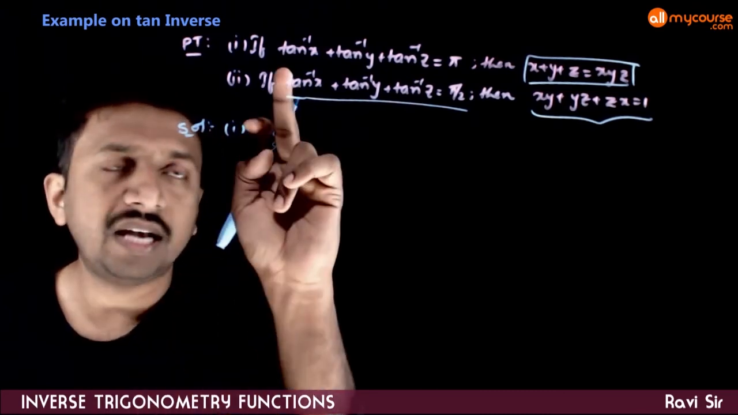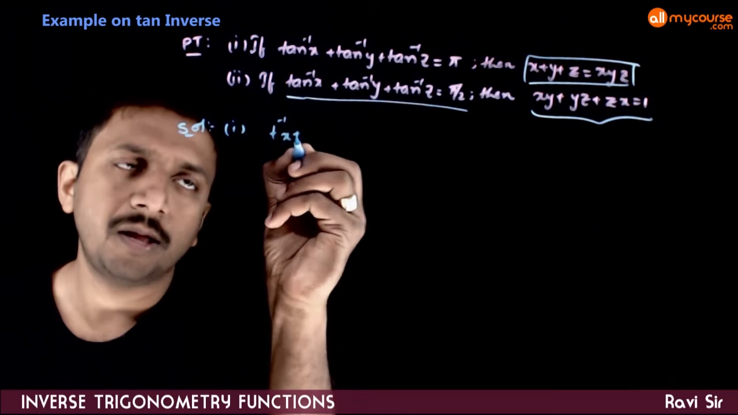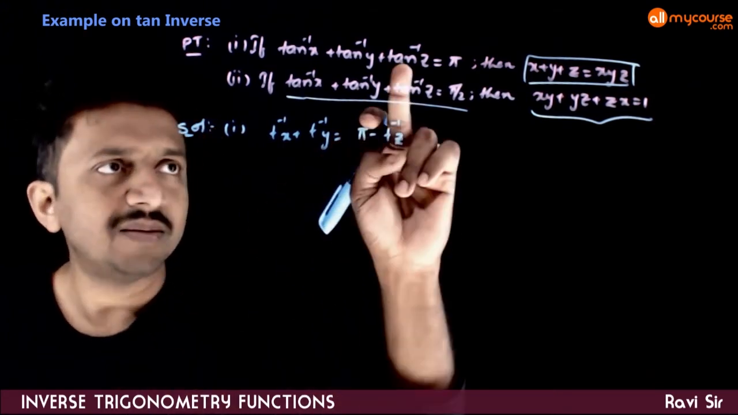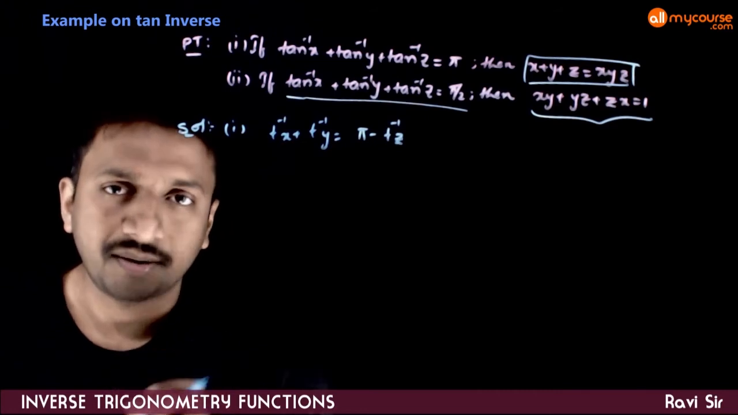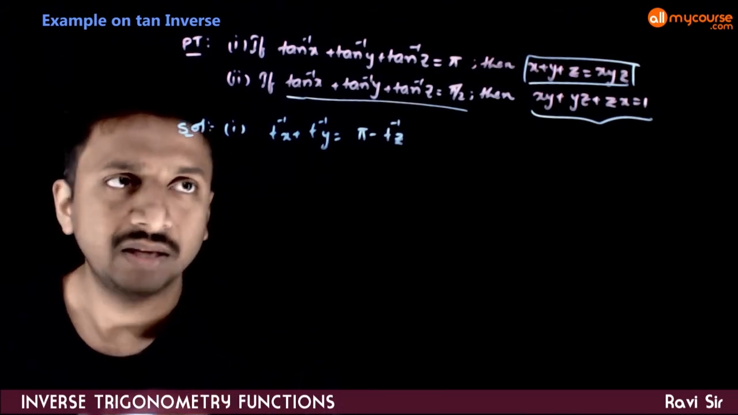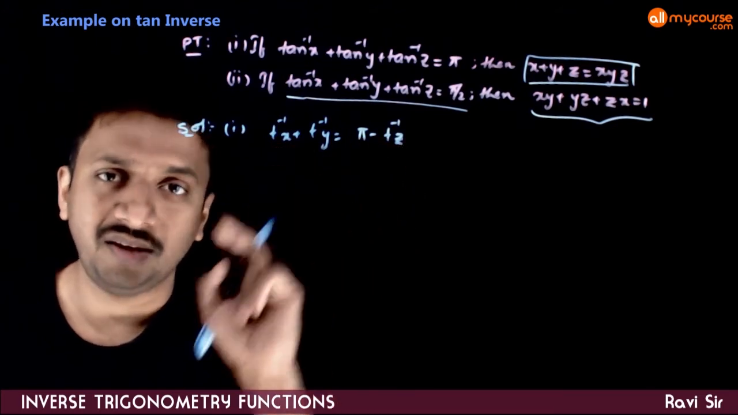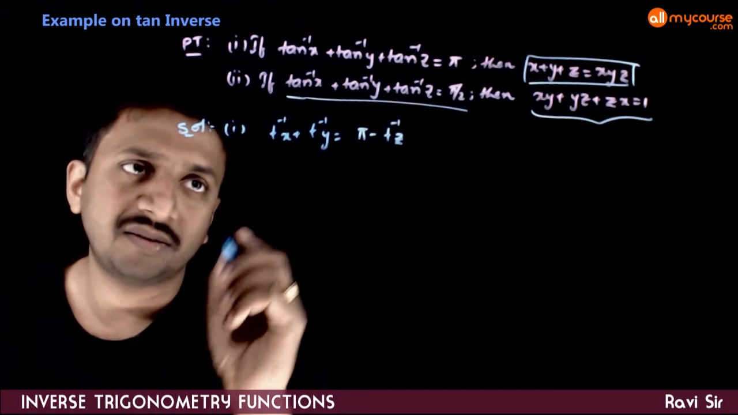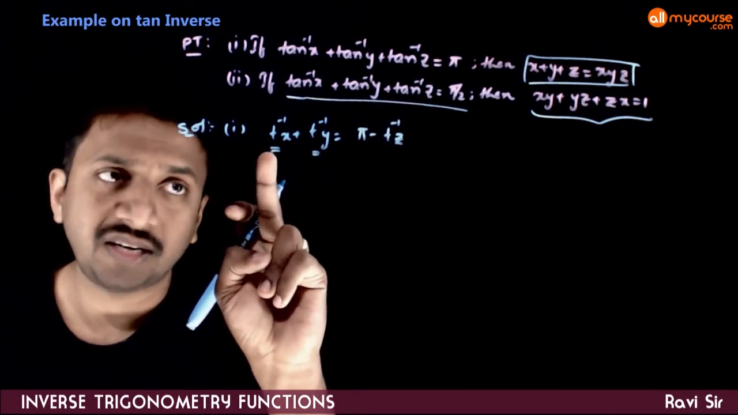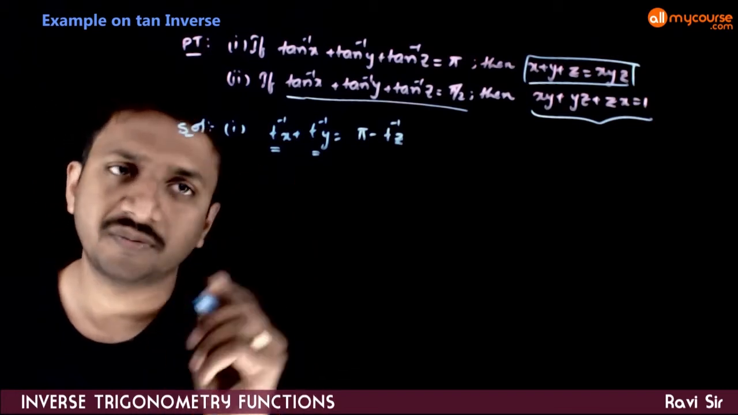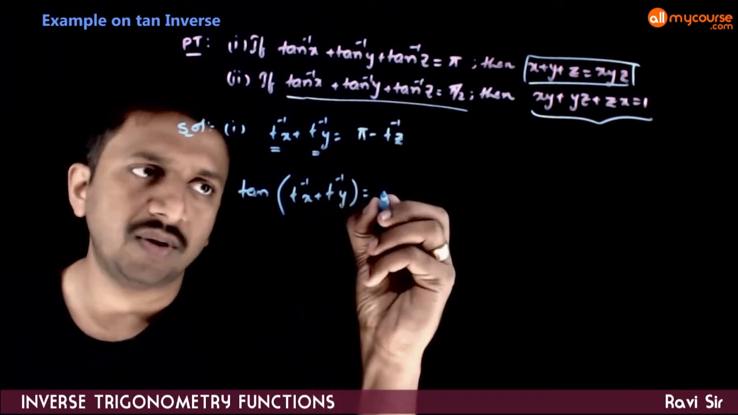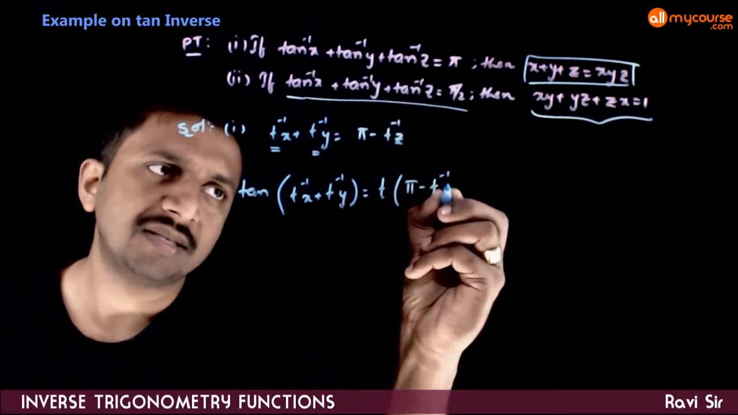So first, tan inverse x plus tan inverse y is equal to pi minus tan inverse z. I am sending tan inverse z onto that side. Remember, this is a very standard type of question that you will be asked in general subjective examinations. So first what you need to do is send one of the terms onto the RHS. Next, tan inverse x plus tan inverse y. So let us apply the formula for tan inverse x plus tan inverse y and apply tan on both sides. Now tan of (tan inverse x plus tan inverse y) is equal to tan of (pi minus tan inverse of z).